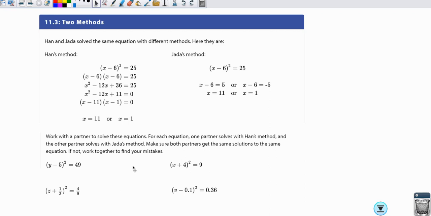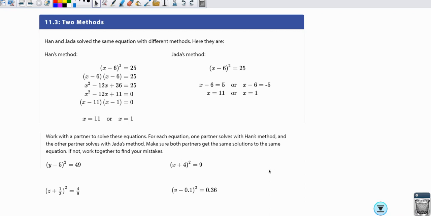Okay, so go ahead and hit pause so you'll have some time to try these, and feel free to look at Jada's method, look at Han's method, and ask yourself, what steps did they take? How could I solve it this way? How could I solve it that way? All right, go ahead and hit pause.